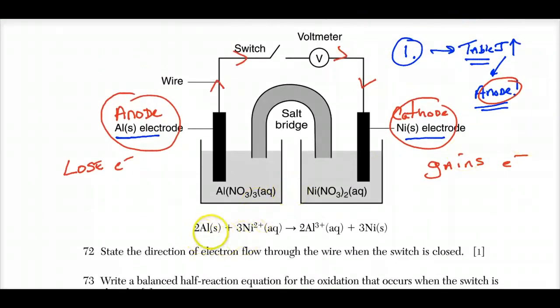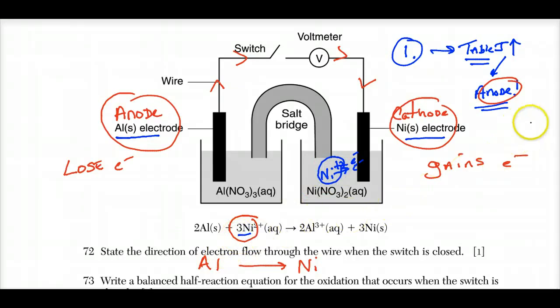It goes from the aluminum to the nickel. Do not tell me that it goes to the nickel plus 2. Electrons flow from electrode to electrode. They don't flow off the electrode into the ions. The nickel plus 2 here is going to accept these electrons that came from the anode, but electrons don't flow through the solution. So this nickel plus 2 gets reduced, as the overall diagram shows.